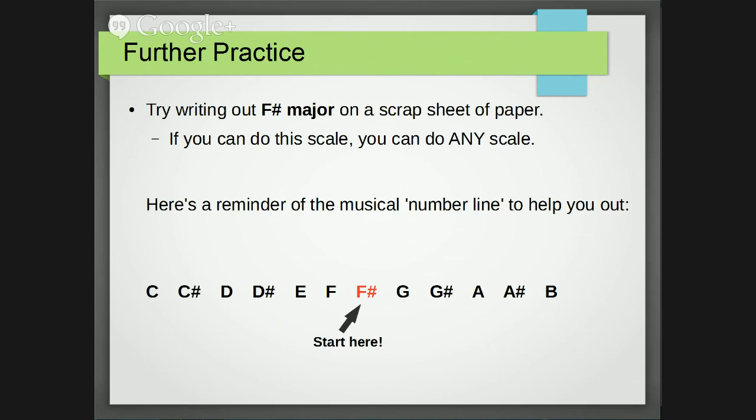Here's a reminder for the musical number line. Check it out. Leave it up there. Grab a sheet of paper. Write it out. Don't do it in your head. It's not going to stick as well as if you would just write it down. Whole, whole, half, whole, whole, whole, half. Start right there at F sharp in the center, and let me know how it goes.